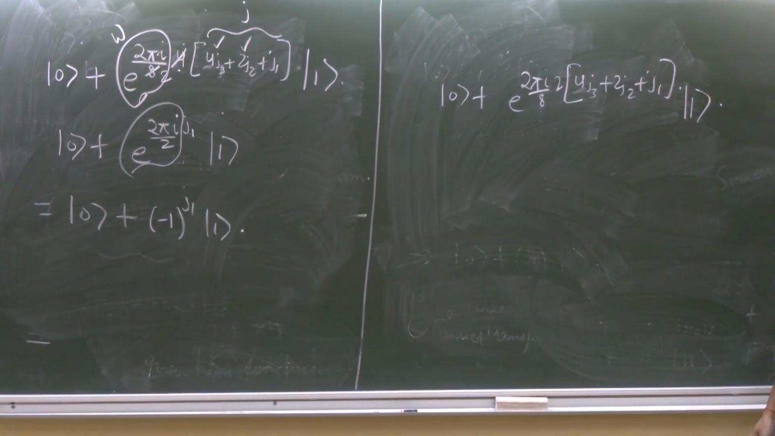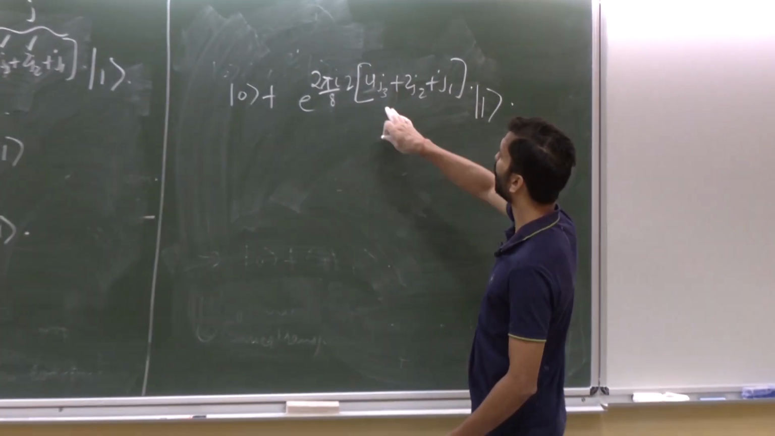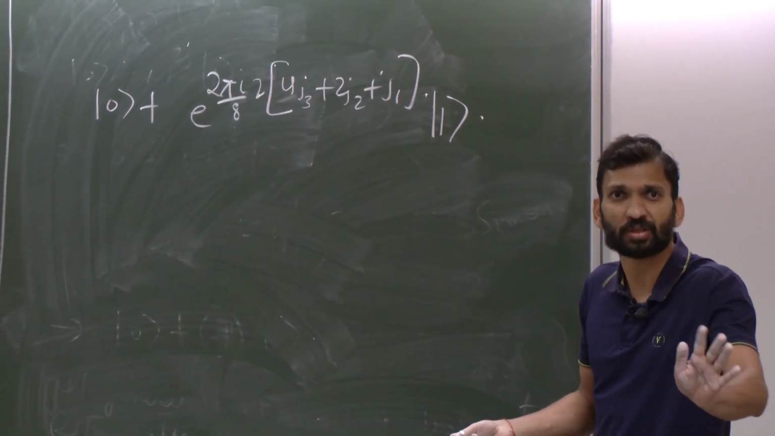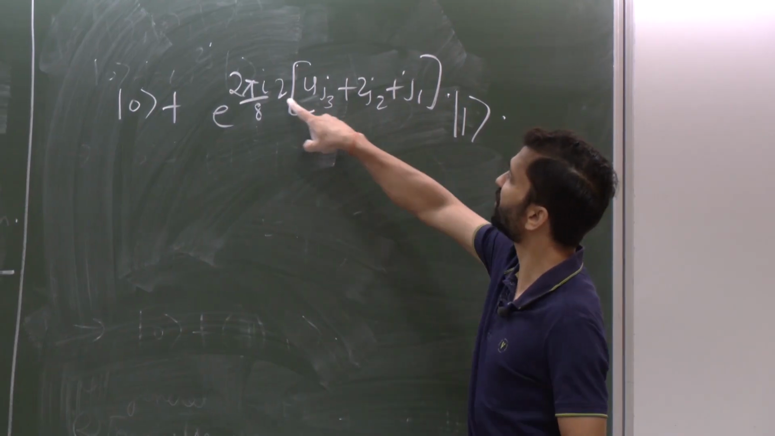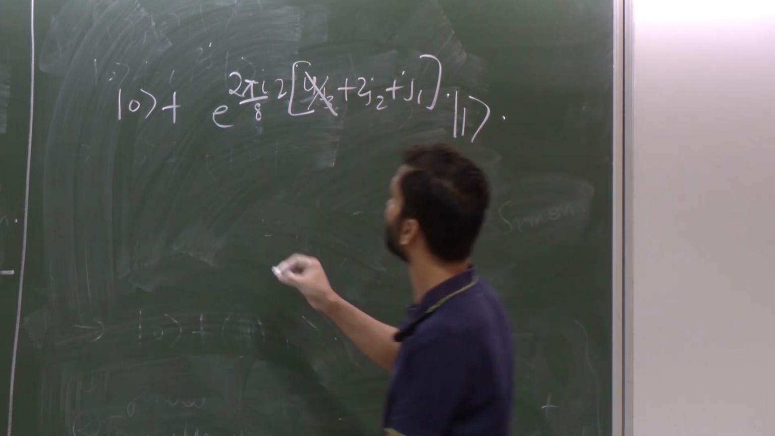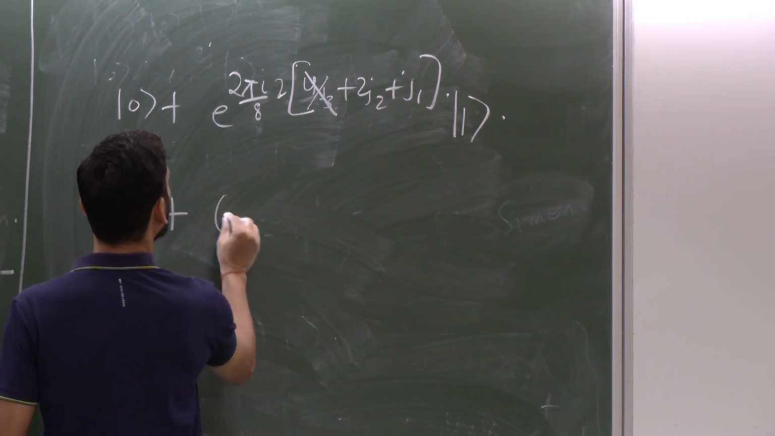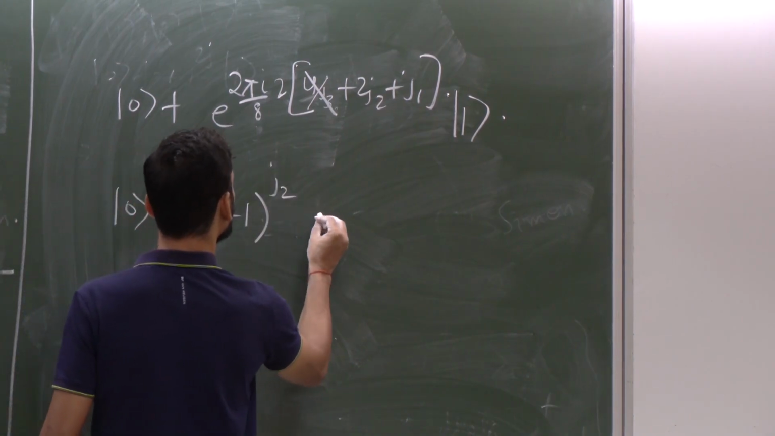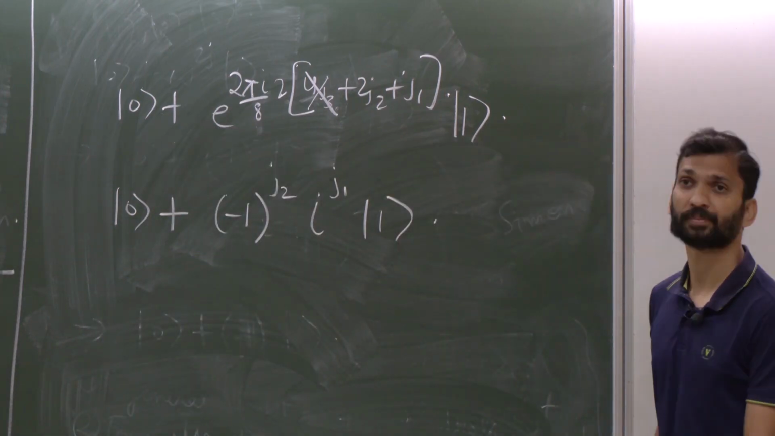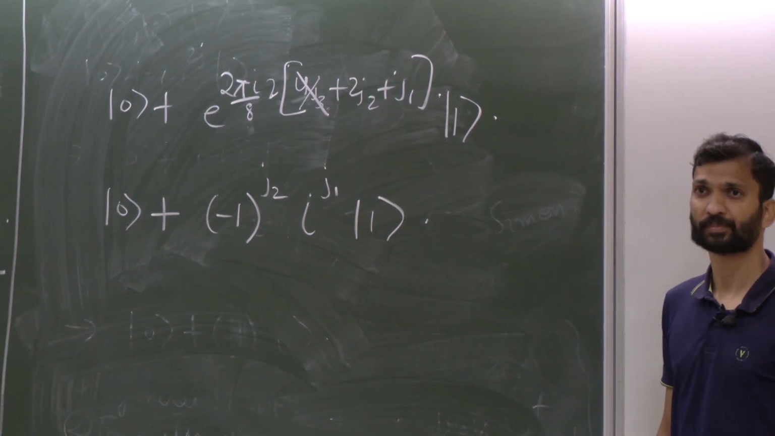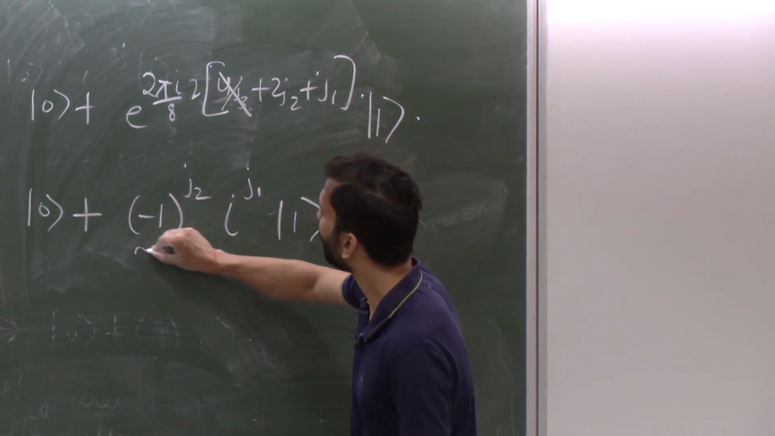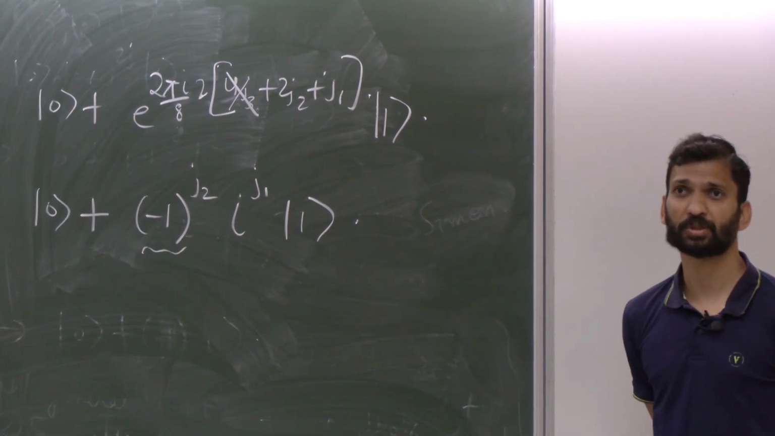Correct? Again, now which out of J1, J2, J3, which one can I ignore? J3 is useless. 8 times J3, 8 by 8, 1. Correct? How will I get this? Hadamard on J2.